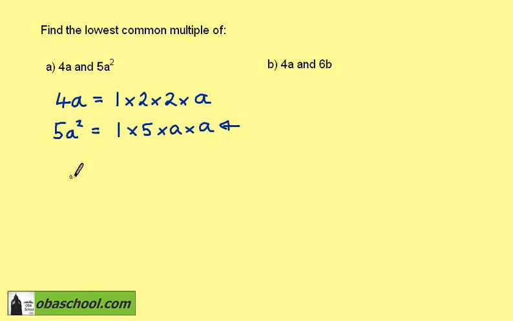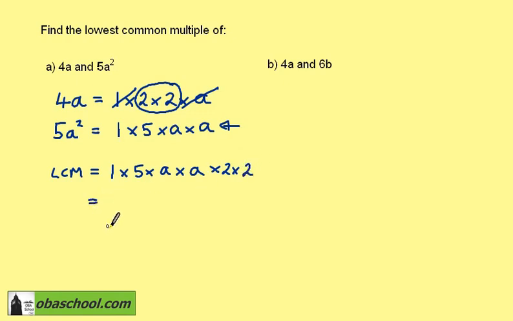Let's start with this one. The lowest common multiple will be 1 times 5 times a times a. Then we need to consider this expansion. We have the 1, we have an a, but we don't have a 2 times 2. So we bring it in here.